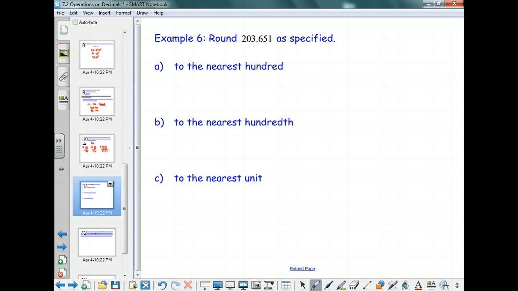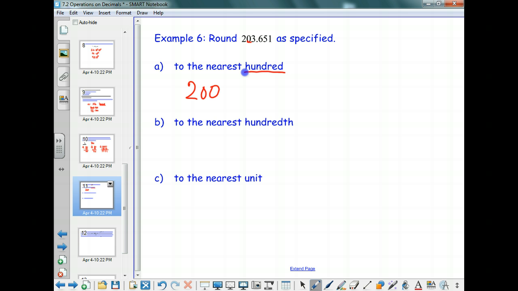All right, we're going to look at rounding to the nearest blank now on these three. This number is 203 and 651 thousandths, right? All right, so if we're rounding to the nearest 100, what will this round to? 200. Right? Because what I'm looking at is the number just beyond the hundreds place, the 0. 0 through 4 rounds down.